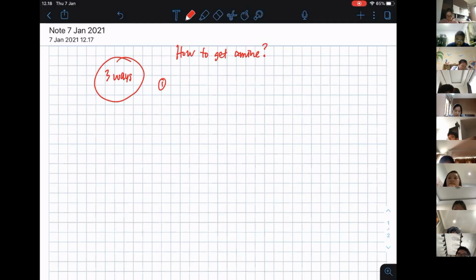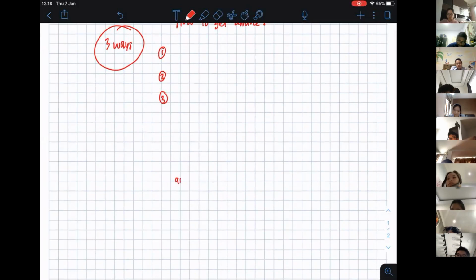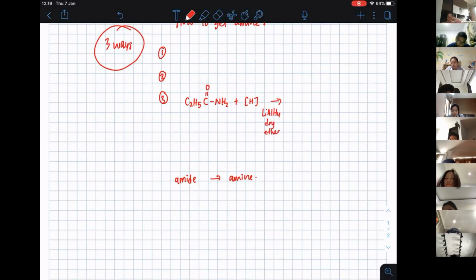So this one, the first one, I think there are 3 ways, and I don't care whether you jumble up the order. I think the last one was changing the amide to amine. You can have any amide, for example, C2H5 and then C double bond O NH2. I can reduce them into amine. How can I reduce them? I will use LiAlH4 in dry ether. This is a strong reducing agent, so I use this.